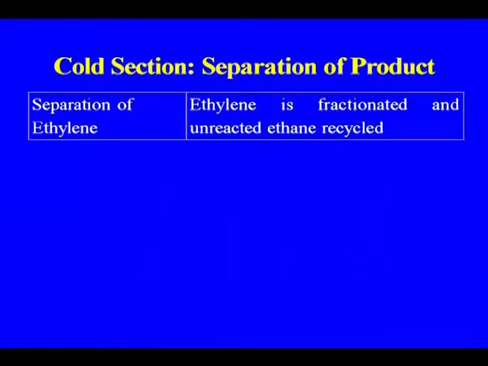Then we come to the separation in the demethanizer. As I told you, the stream after the separation of the methane and the hydrogen, the bottom product, is going for the separation of the ethylene. So, ethylene is fractionated, and the unreacted part of the ethane is recycled.